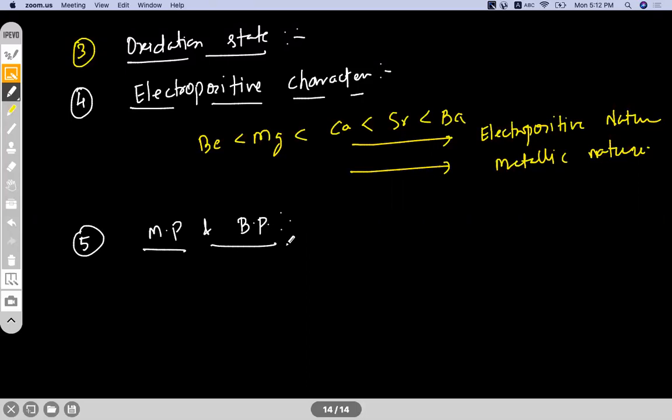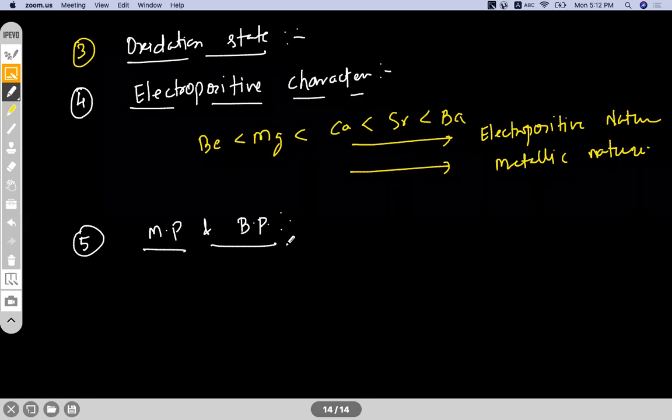Okay, but if you talk about alkali metals, for alkali metals down the group, the melting point, boiling point decreases. Reason is metallic bond strength decreases, right? But if you talk about group 2 elements down the group, there is no regular trend in the melting and boiling point of alkaline earth metal, right? Two or three reasons are there: different size, different structure that they adopt, plus the metallic bond strength also we have.